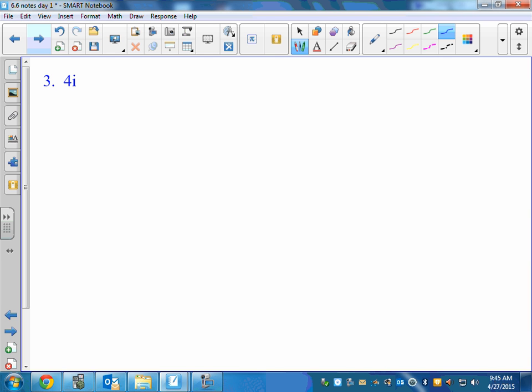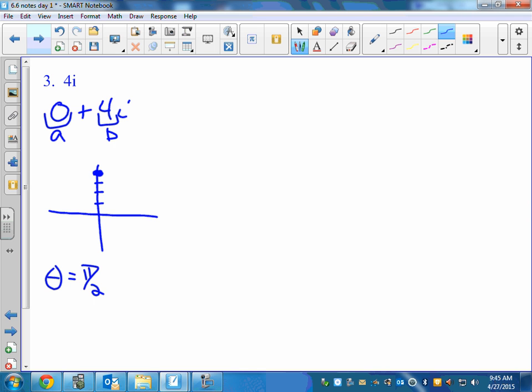Again, you can use some knowledge that you hopefully have about trig to help you on these problems. But what is a and b in this problem? It just says 4i. So you could write that as 0 plus 4i. So a is 0 on this one, which means where would that point be? Right there. Which means, could you tell me what theta is pretty easily? Pi halves. Could you tell me what r is? 4. It's just 4.